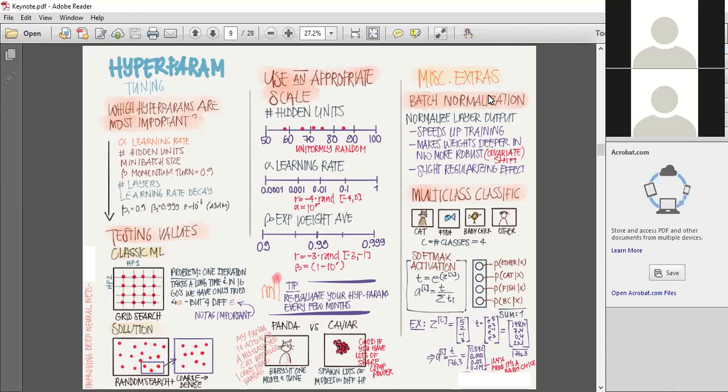The most important hyperparameter to tune is the learning rate. After that, the number of hidden units, the number of neurons in the hidden layer. After that, the mini batch size. After that, the momentum, then the number of hidden layers, and then learning rate decay. This should be the priority order to be followed if we want to optimize the performance of the architecture.